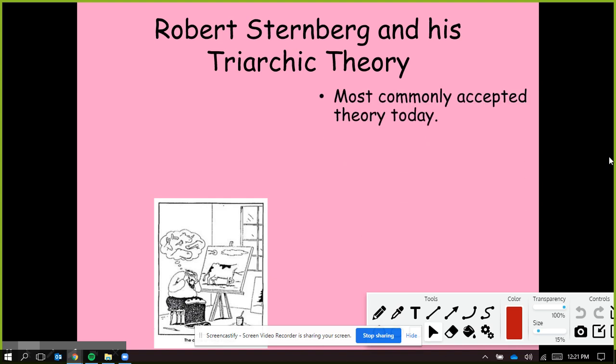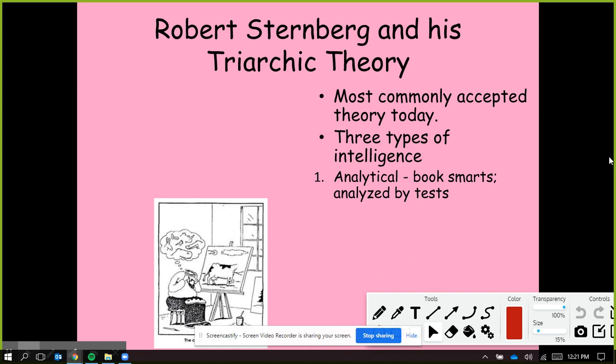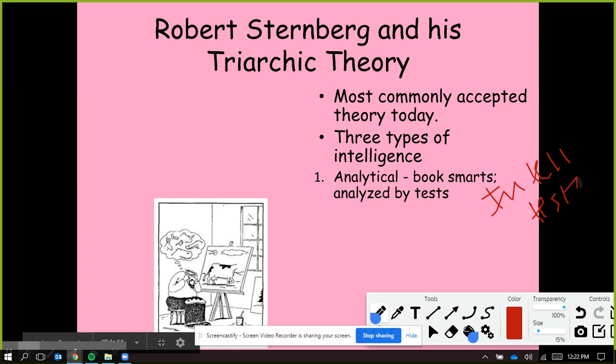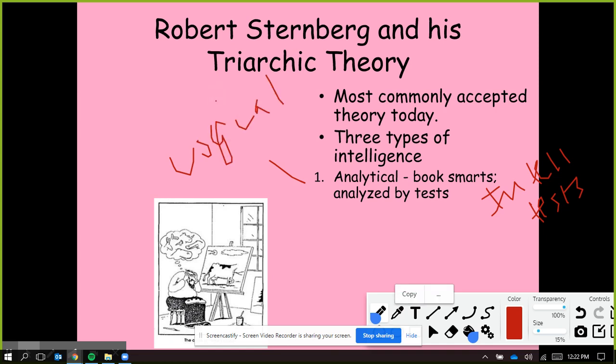Now, Robert Sternberg and triarchic theory. Triarchic theory agrees with the general principle of Gardner's multiple intelligences, but not how specific it is. Sternberg takes it from 8 and makes it into 3 different types of measurable intelligence. Analytical intelligence is one of them. What we would call book smarts. This is the type of intelligence that's measured on intelligence tests or in school. For Gardner, this would be logical or linguistic, things like that. Analytical intelligence is just book smarts.